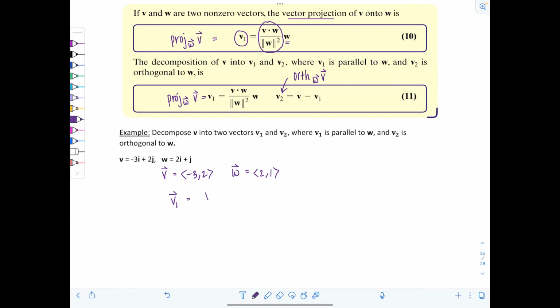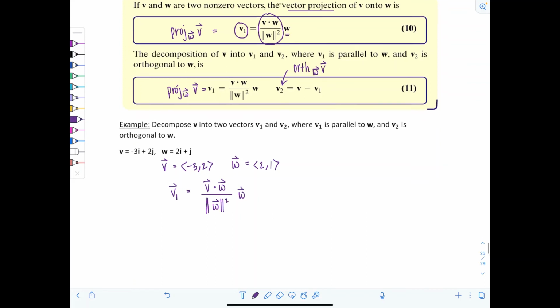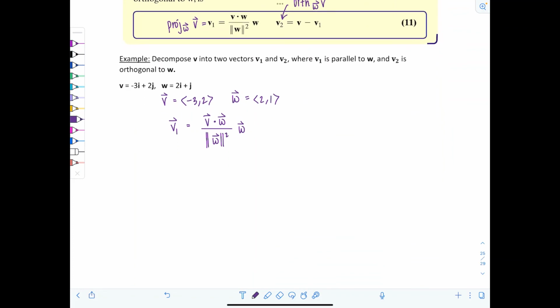Okay, so we're going to take V dotted with W, divide by the magnitude of W squared, times W. So V dot W, good thing we practiced this dot product sufficiently. We're very professional at it. V dot W, -3 times 2 plus 2 times 1, divided by the magnitude of W squared. So that means no radical, right? You're just going to take 2 squared plus 1 squared. And then I'm going to multiply all of that by vector W, 2, 1. Oh, now it's not so bad.